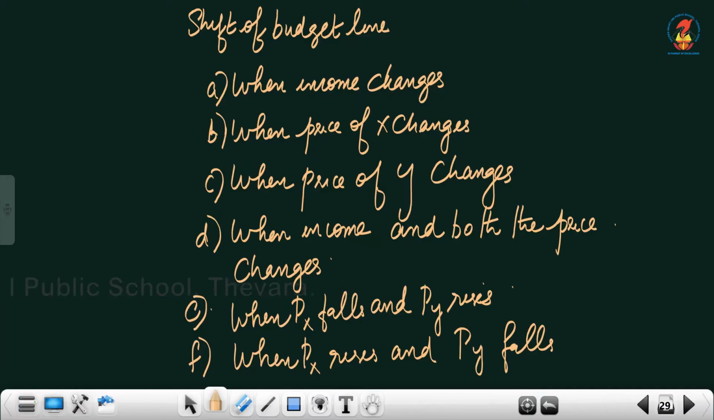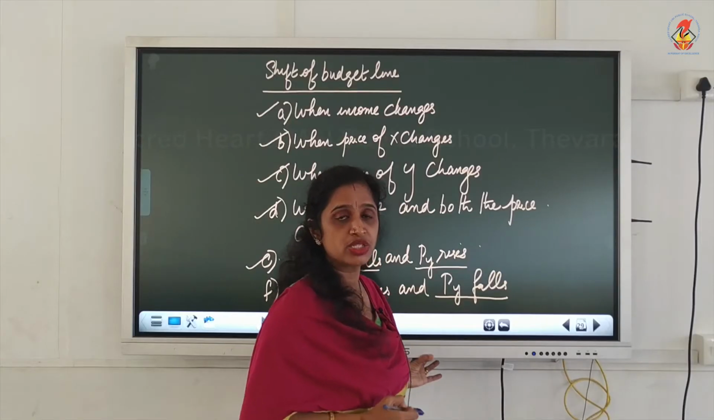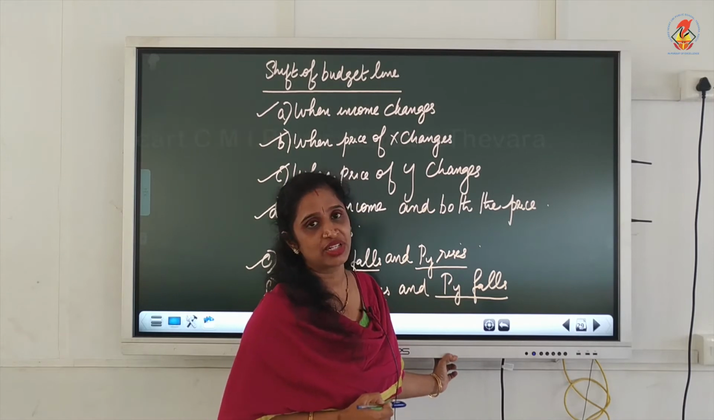Shift in the budget line. A shift of the budget line can happen under these situations: when the income changes, when the price of X changes, when the price of Y commodity changes, when the income and both the price changes together, when the price of X falls and price of Y rises, when the price of X rises and price of Y falls. These are the different circumstances in which a budget line will get shifted.